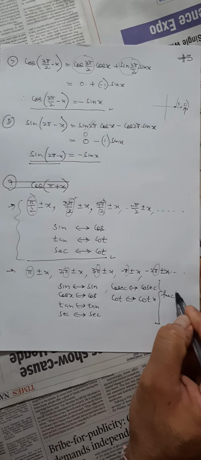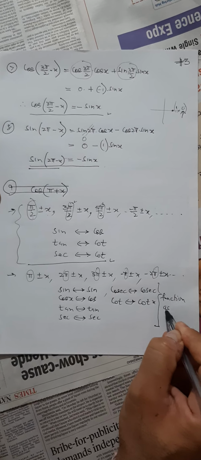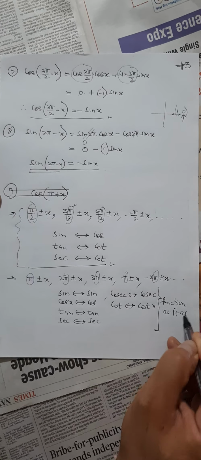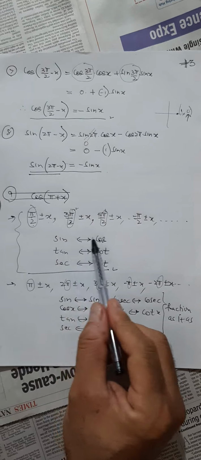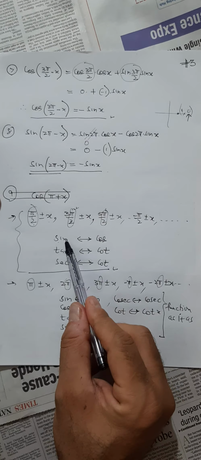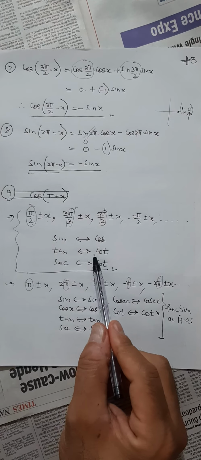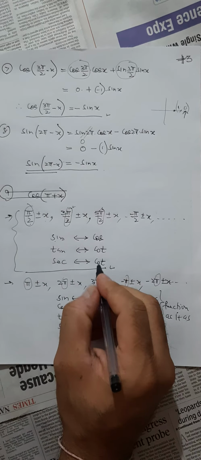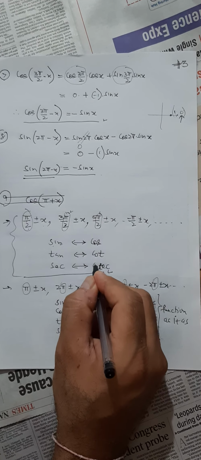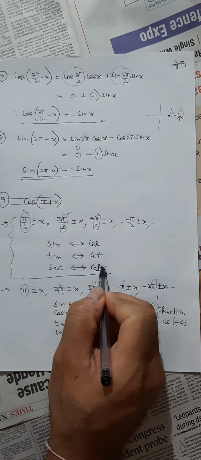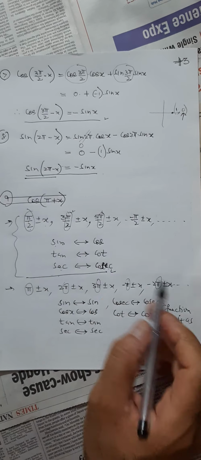Here, you are writing the corresponding function: sine then cos, cos then sine. If you have tan then cot, cot then tan. If you have, oh sorry, not cot, I'm sorry, cosec. If you have sec, then cosec, and reverse, cosec then sec.